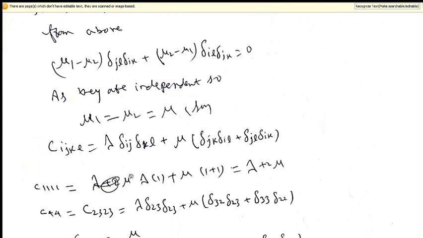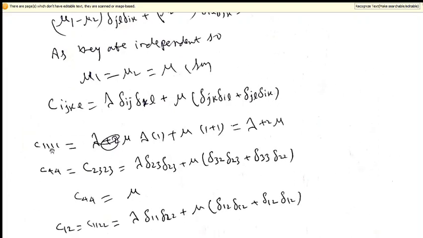When we have this, then you can see that in your cubic continuum you have diagonal components. The first 3 diagonal components are the same, the second 3 diagonal components are the same, and the other 3 diagonals are the same. So you have to check only 3 components. C111 first: it will be lambda delta 11 delta 11 plus mu delta 11 delta 11 plus delta 11 delta 11. So lambda into 1 plus mu into 1 plus 1, lambda plus 2 mu. So the first 3 diagonal components will be lambda plus 2 mu, lambda plus 2 mu, and lambda plus 2 mu.